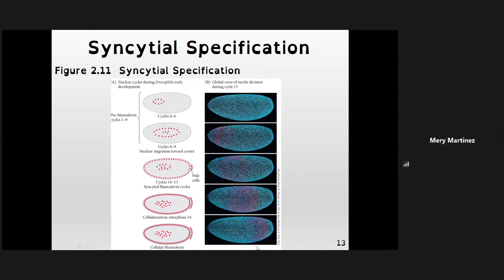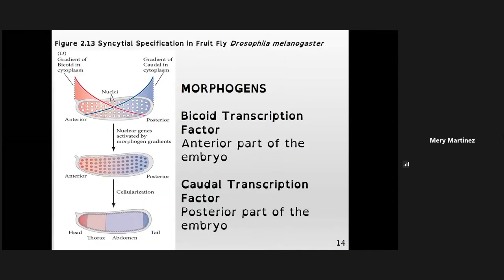So we see here different colors, okay, that allow us to see a gradient. So in this case, we depend on a gradient. And this is what we see here in this image. This image is an example using Drosophila melanogaster, the fruit fly. And we depend on morphogens, okay? So each time that the nuclei divide, the position of the nuclei is carefully maintained across the syncytial blastoderm.